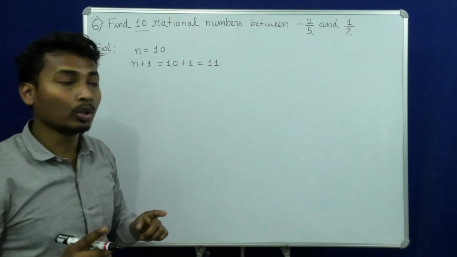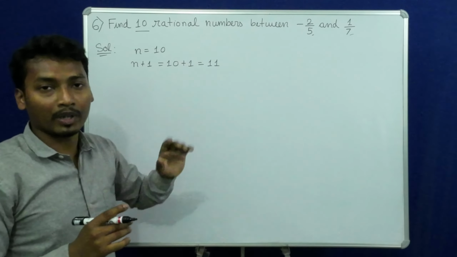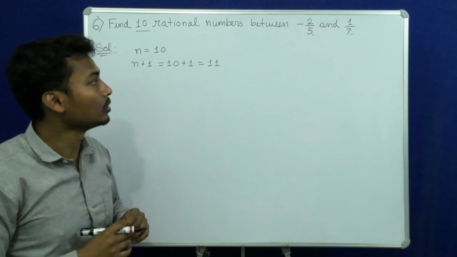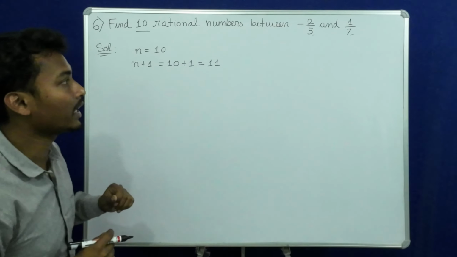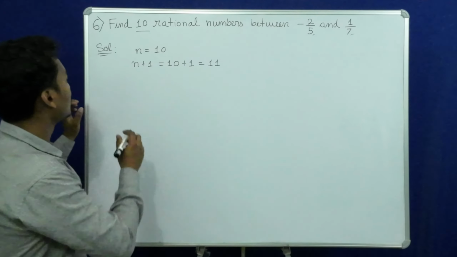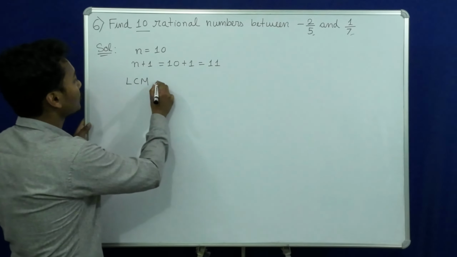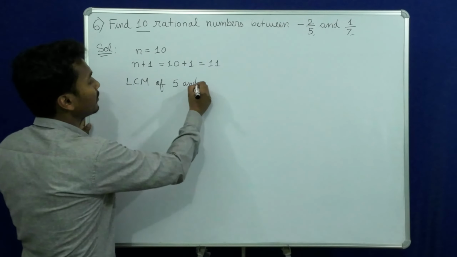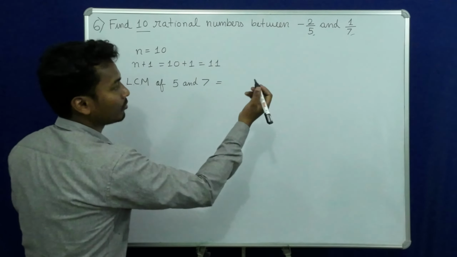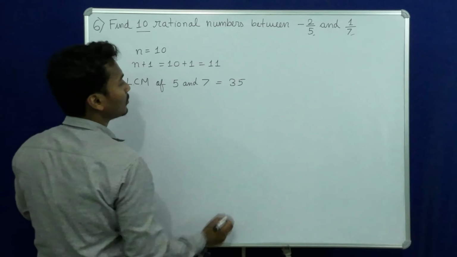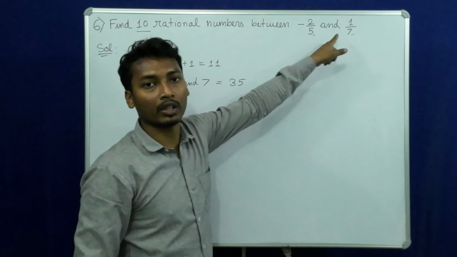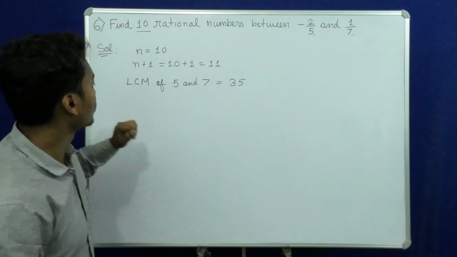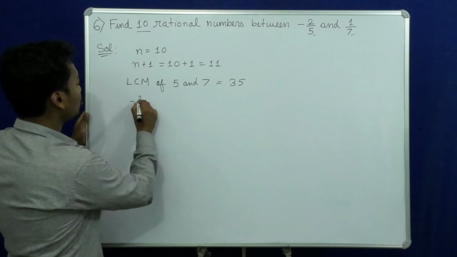So in this case, we'll have to change the denominators and make them both in terms of like fractions. So how can we do that? By finding the LCM of the denominators. So the LCM of 5 and 7 is equal to 35. So we'll try to make the denominators equal to 35 first. Then we will multiply this n plus 1 with them. So let's write it down. So negative 2 by 5.